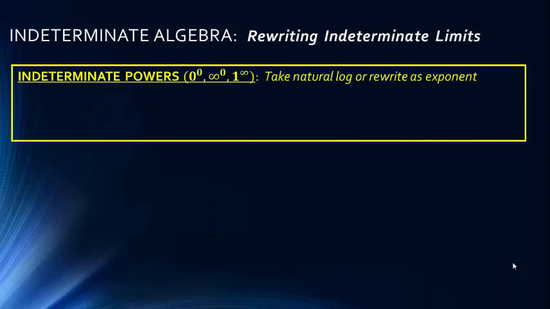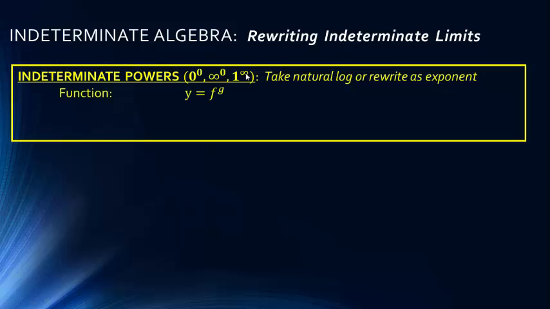The last type of indeterminate problem we have is an indeterminate power. This is where we have an exponential function, and we either have the base going to 0 and the exponent going to 0, so we have 0 to the 0 power, or we have infinity to the 0 power, the base going to infinity while the exponent goes to 0, or we have a base of 1 while the exponent goes to infinity.